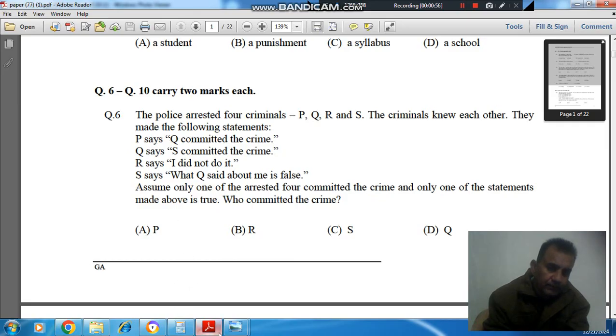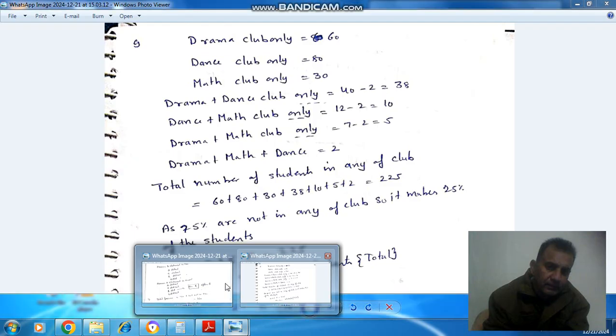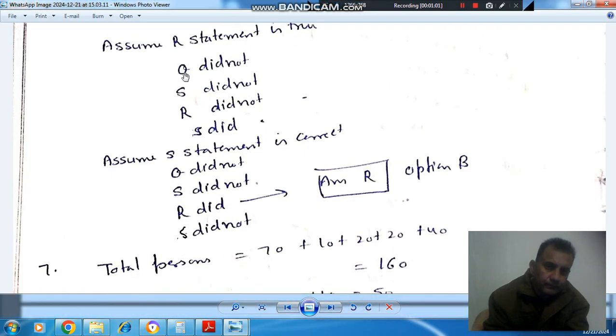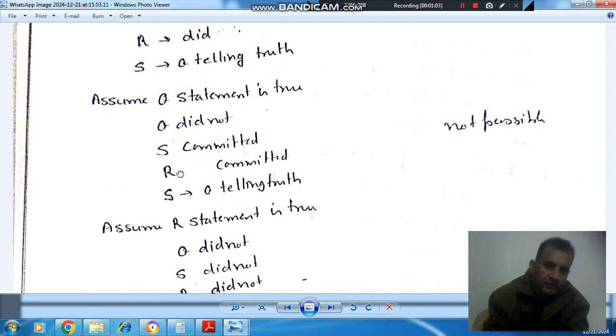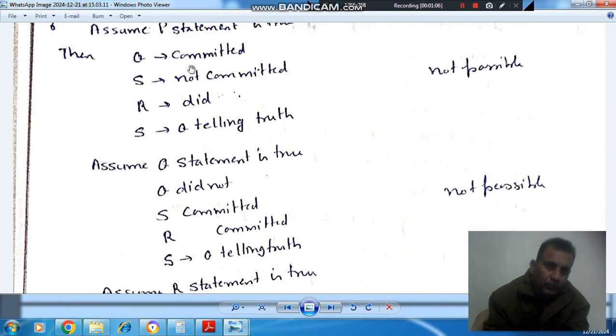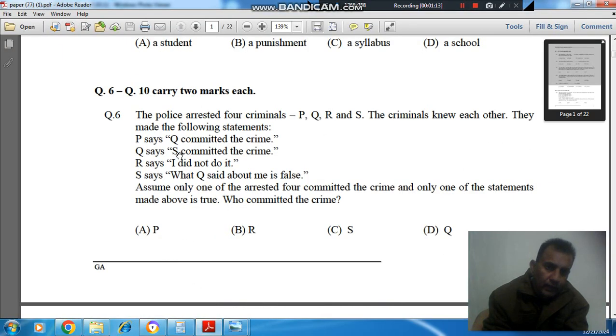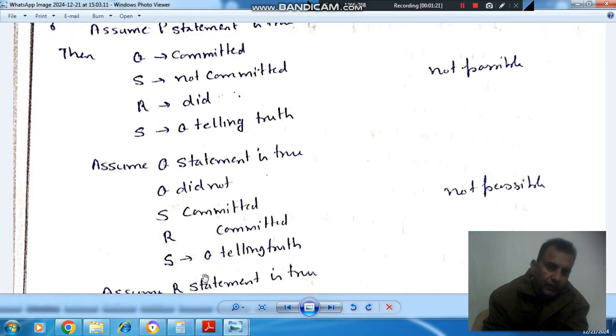P's statement is correct. Then if P's statement is correct, according to P, Q committed the crime and all other statements are false. So according to Q, S did not commit it and R committed it. So there are two persons who committed the crime, Q and R, but there is only one person who has committed the crime. So the statement of Q is not correct.